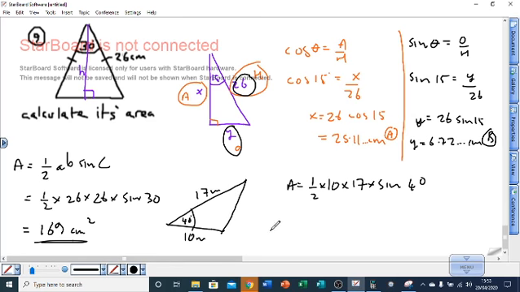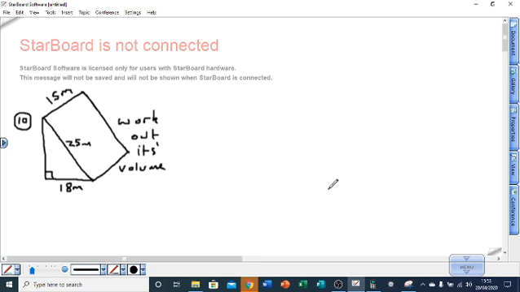Okay, right, next question. Question 10, work out its volume. Well, it's a prism.